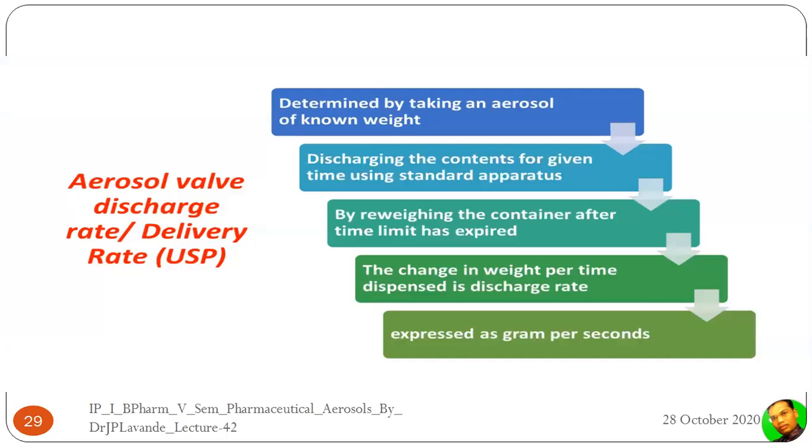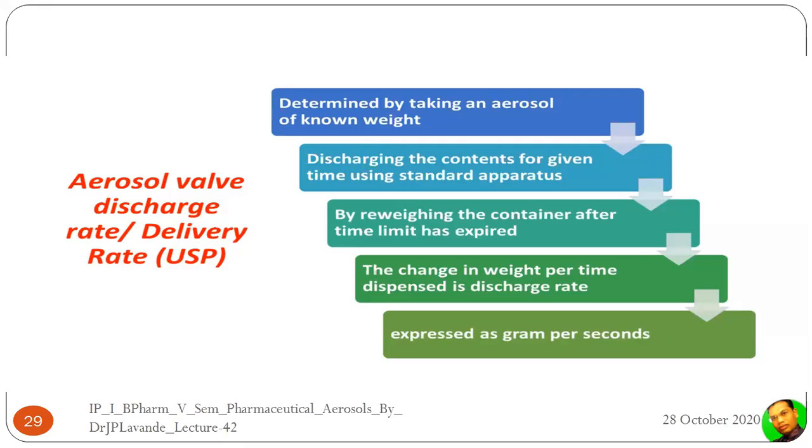So aerosol valve discharge rate and the delivery rate are in accordance with the USP. This is to be determined by taking an aerosol of known weight, then discharging the content for a given time using the standard apertures, and by reweighing the content after the time limit has expired. So the change in weight per time dispensed is the discharge rate, and it is expressed as gram per second. Note that it is to be expressed as gram per second.